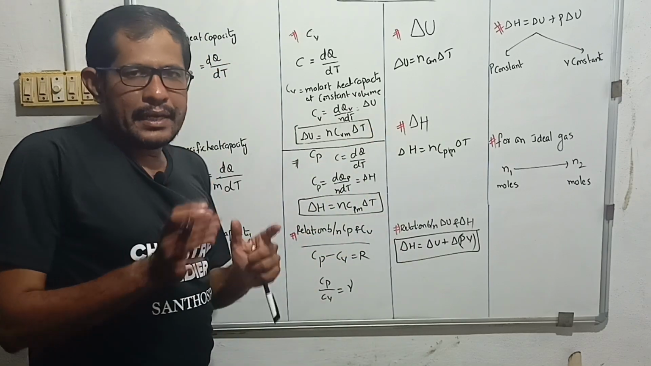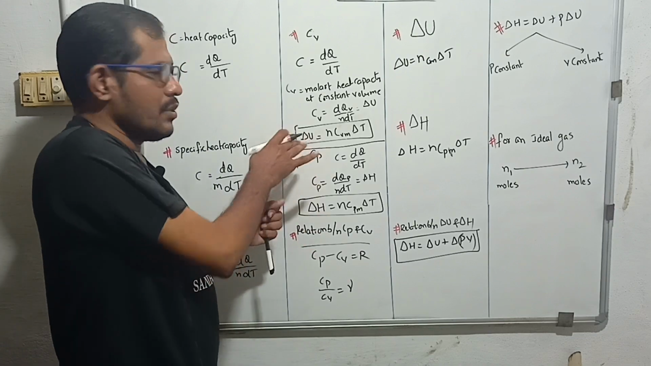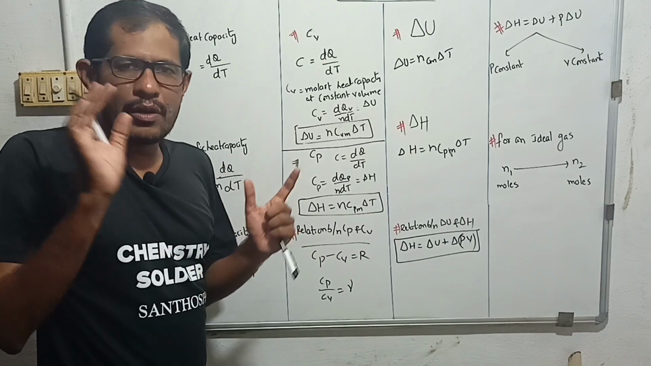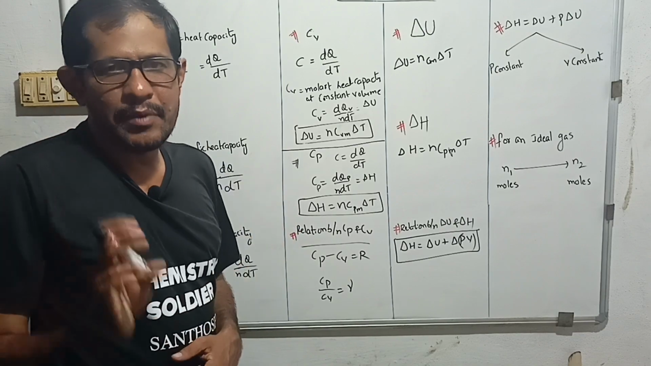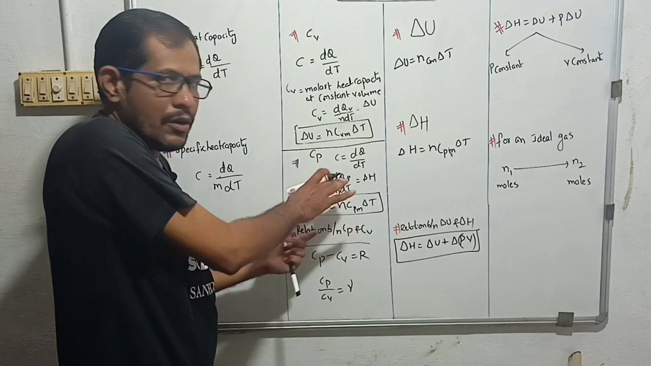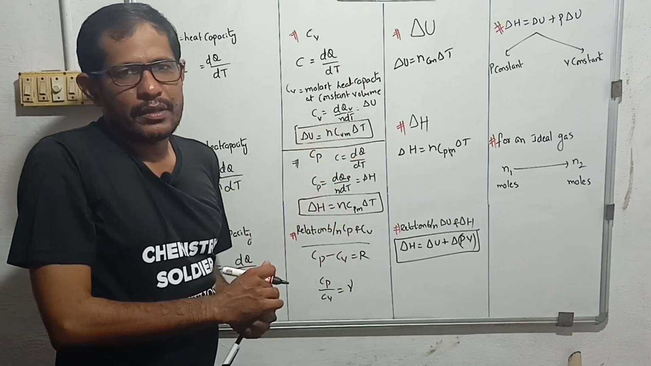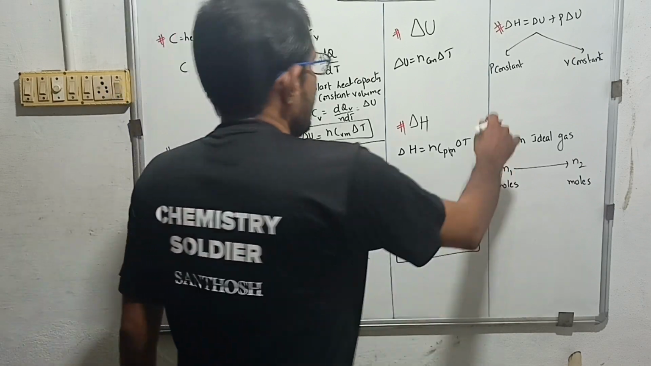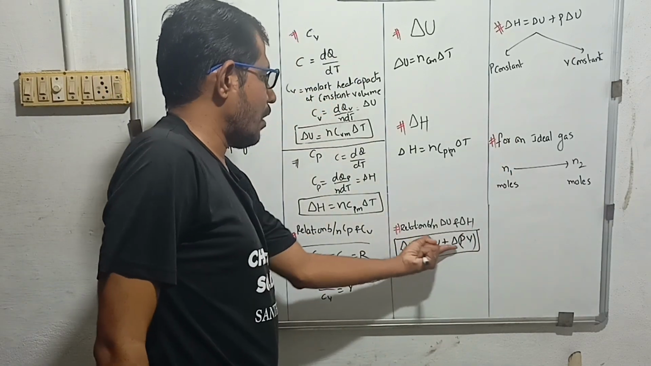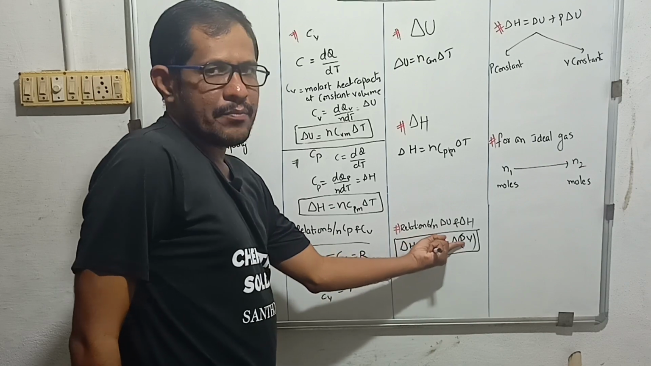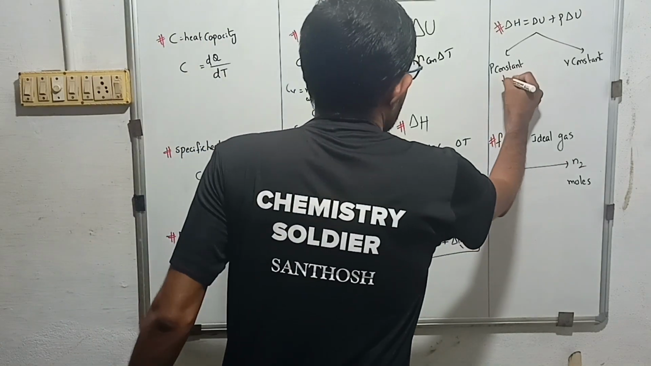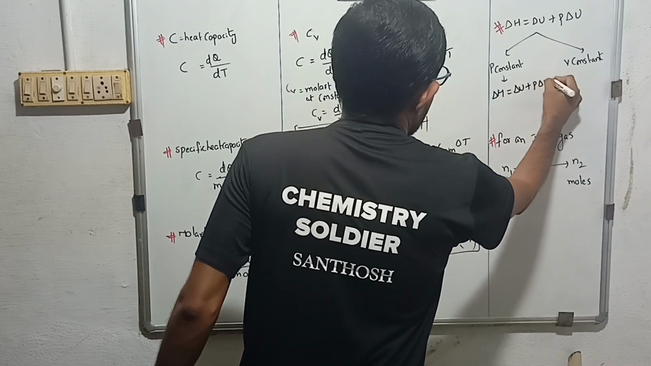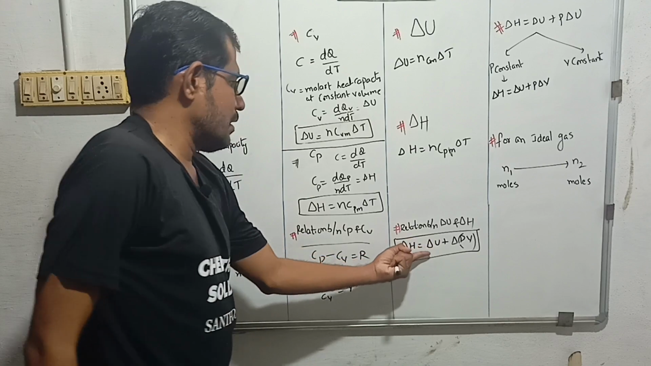I will go in depth later. In this video I am just explaining the terms. While studying isothermal and adiabatic processes, I will go in depth. Right now I am giving a glance at what is what. Now delta H equal to delta U plus P delta V, so here we have delta PV. If P is constant, we write delta H equal to delta U plus P delta V. Understand carefully.